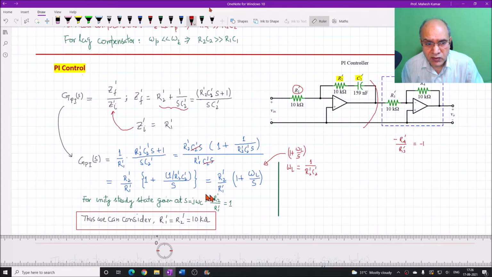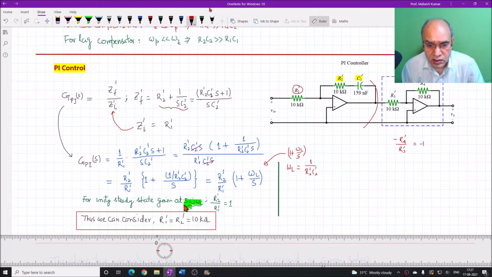The gain of this PI control unit is 1 at gain crossover frequency. You can see here at s equal to j omega c, it is desired that the PI control unit must give the gain of unity so that it won't affect the dynamic characteristics of the compensator of the whole system at s equal to j omega c.